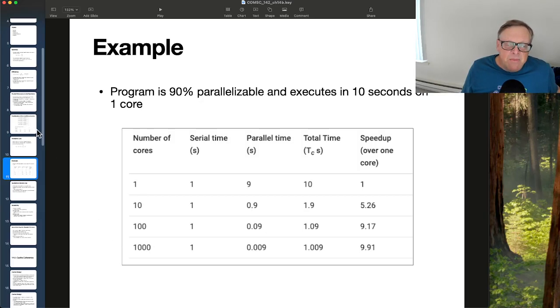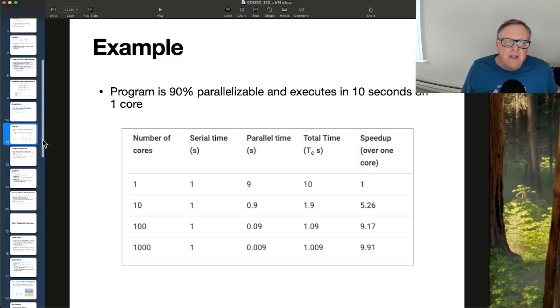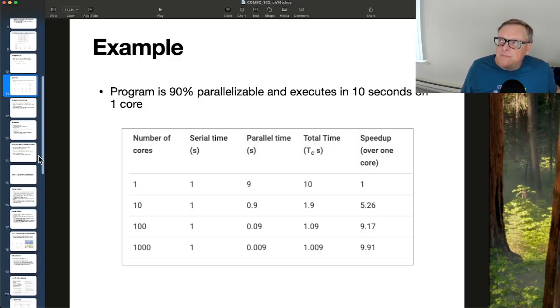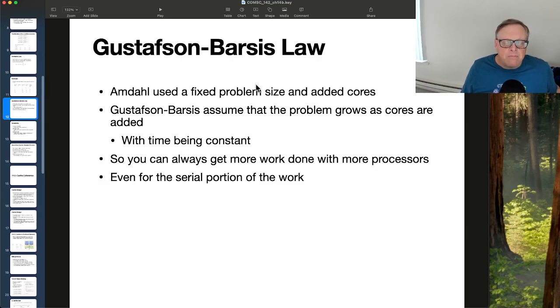So this was Amdahl's analysis, and it made people feel like parallel computing was pretty worthless. And they kind of lost interest in parallel computing and focused for a long time on just making the clock rate of the single processor faster based on this kind of thinking. But then Gustafson Barsis pointed out a different situation.